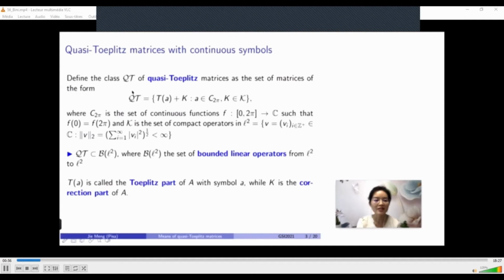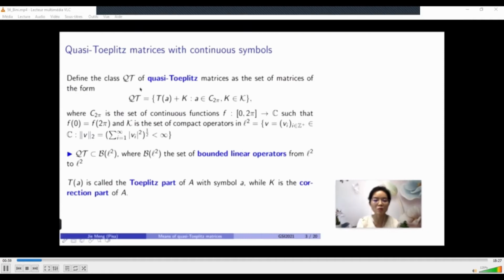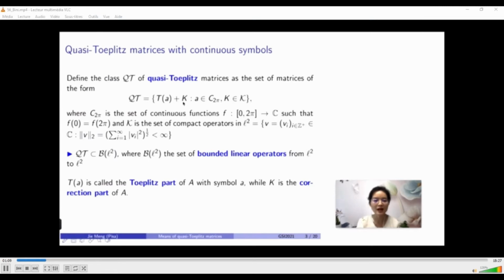Then we define the class Qt of quasi-Toeplitz matrices as a set Qt. The matrices inside this set are the sum of a Toeplitz matrix and a correction matrix. And here, the symbol a associated with this Toeplitz part is a continuous function, ranging over the set [0, 2π], and f(0) is equal to f(2π). And this correction matrix K is a compact operator in the L2 space.